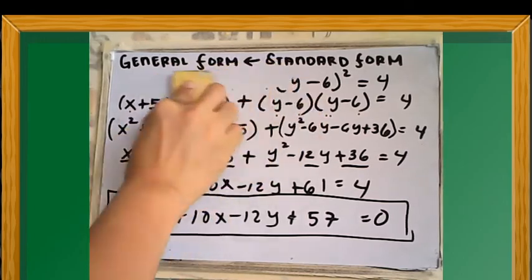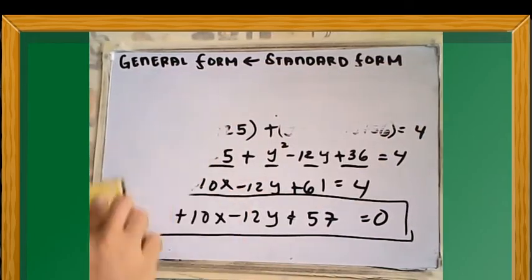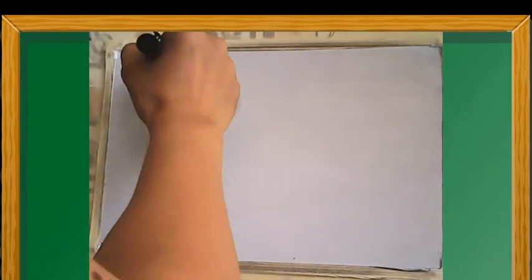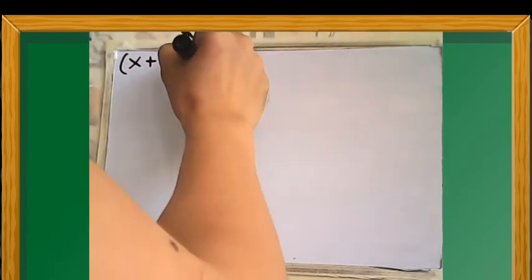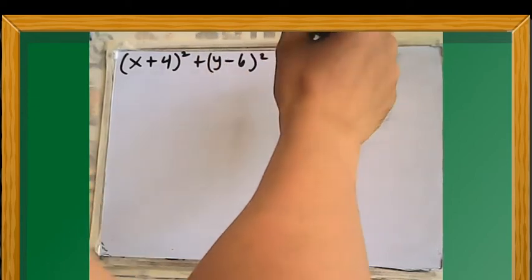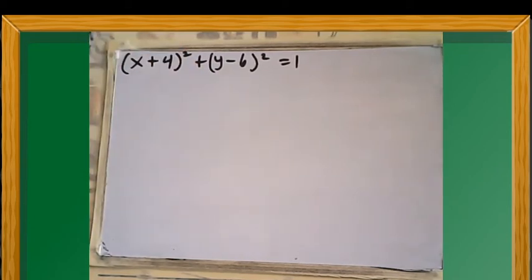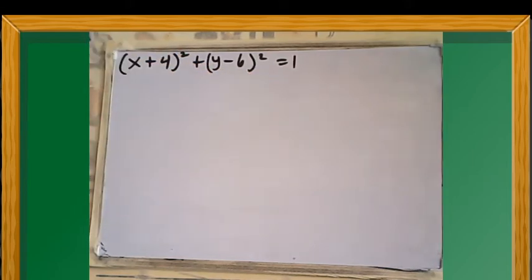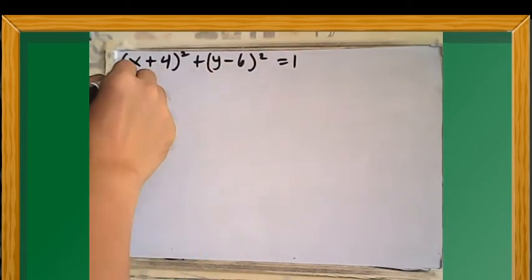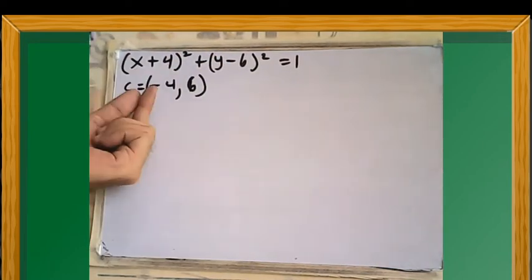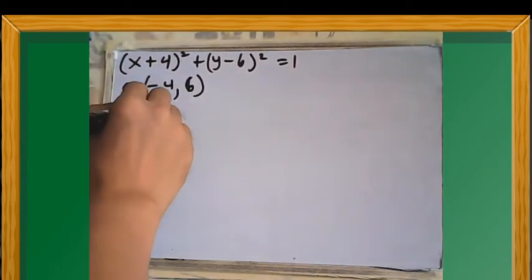Additional topic: how to graph a given equation. For example, we have (x plus 4) squared plus (y minus 6) squared equals 1. If the given is in general form, you have to translate it first to standard form so it is easier to see the center. In this equation of a circle, the center is negative 4 and positive 6, and then the radius is 1.